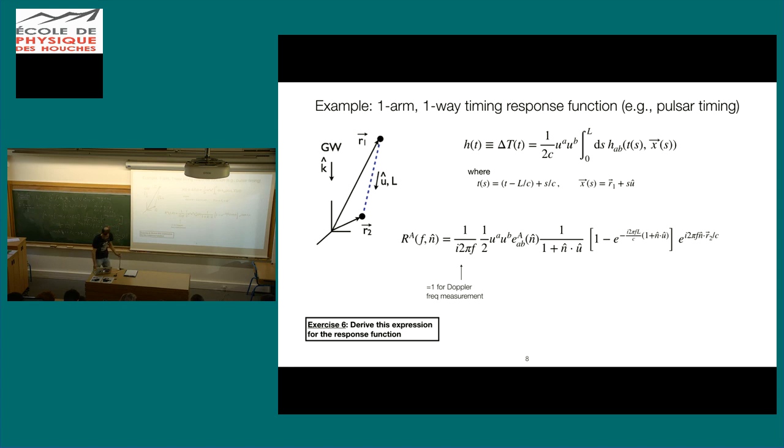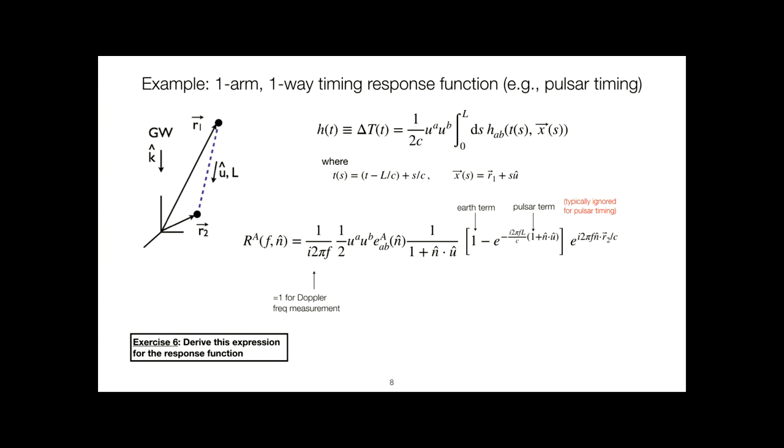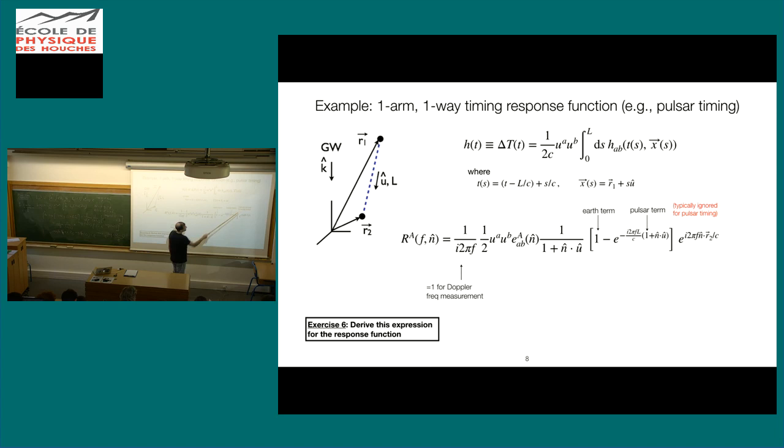In the context of pulsar timing, that first term there is called the Earth term. That second term is called the pulsar term. And typically, this pulsar term is ignored when one does stochastic background searches using pulsar timing, because we don't typically know the distances to pulsars very well. This term here in the red dotted box, we can just denote by F^A. It depends on n and u.